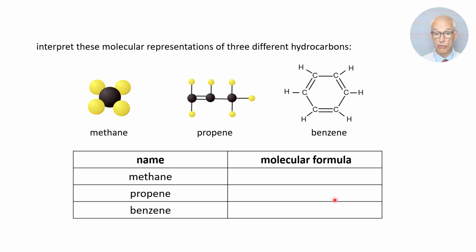Okay, so I hope you're ready. Methane, 4 hydrogens and 1 carbon, CH4, subscript 4 in front of the hydrogen. Propene, we've got 3 carbons and 6 hydrogens. Benzene, an A-level molecule, but nevertheless, you have the displayed diagram. It's easy to interpret, C6H6.